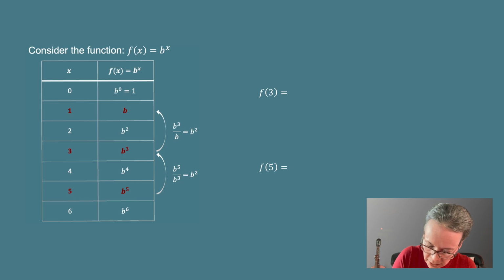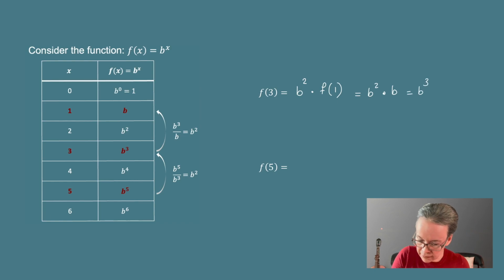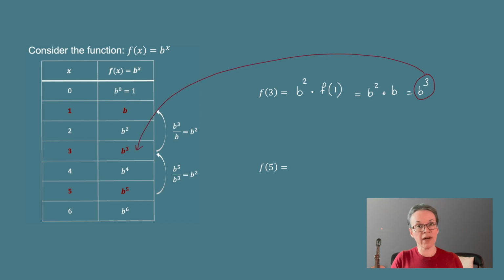So this is how we're going to do that. F of 3 will be equal to the fixed ratio b squared times the y value of 2 steps back. So in this case, it will be f of 1. And if you notice, right here on the table, when x is 1, f of 1 is b. So we're going to have b squared times b, which is equal to b to the third. And then very nicely, this is what we know the y value should be for f of 3.